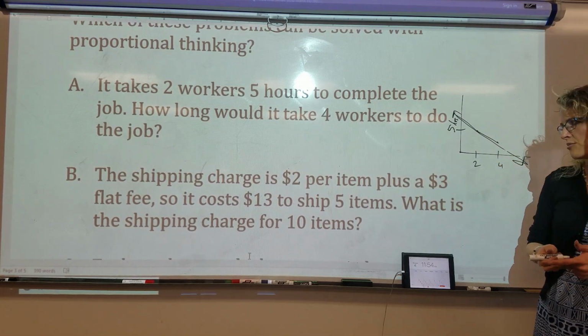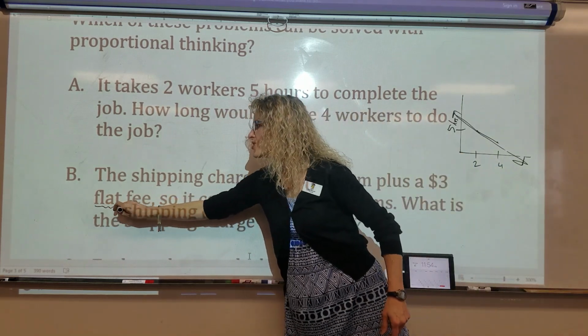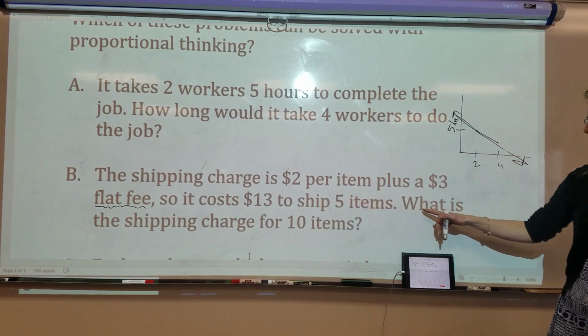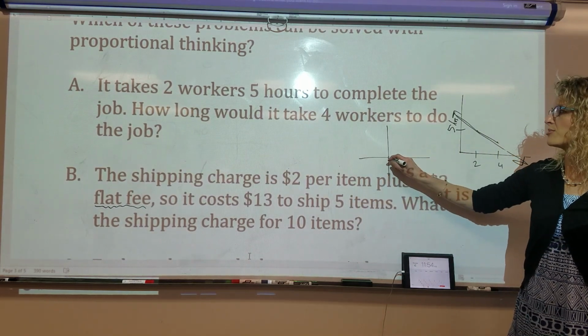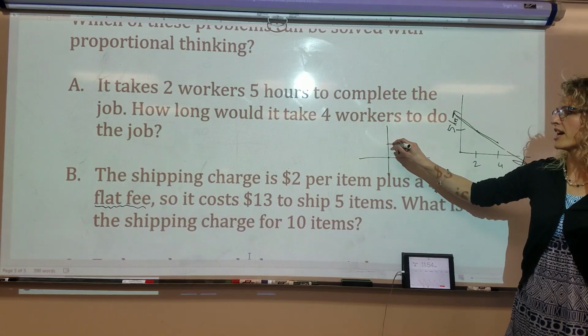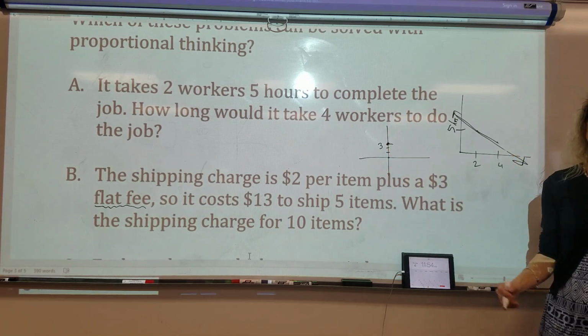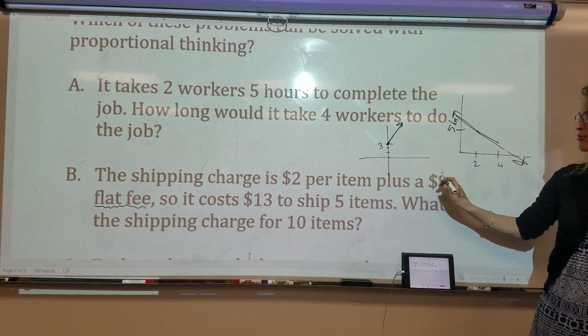Part B. The shipping charge is $2 per item plus $3 flat fee. Ding, ding, ding. As soon as I hear these words, I'm like, oh, I know the answer. It's $13 to ship 5 items. What's the charge for 10 items? Does it even matter? Because before I've shipped any items, I have a flat fee of $3. No. Is that through the origin? No. So it's going to look something like that. So not proportional. So no.